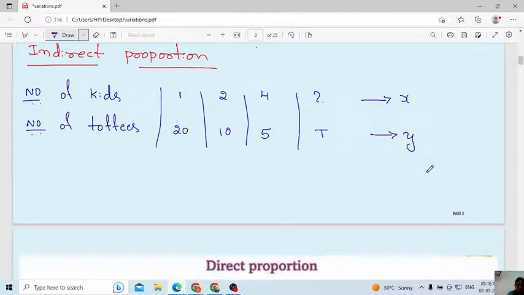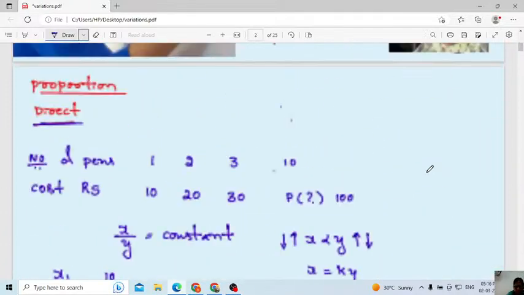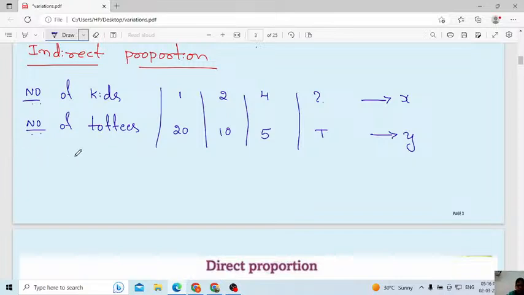Then what is meant by indirect proportion? I have to write small, I don't have space. Okay, I will write small here. Indirect proportion means x is inversely proportional to 1 by y. Then remove the proportionality constant, x will be k divided by y. What is the meaning of this? xy will be the constant.